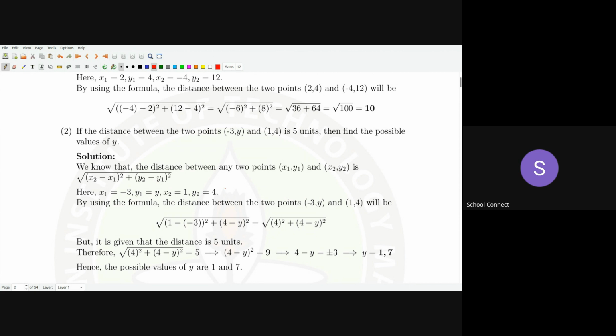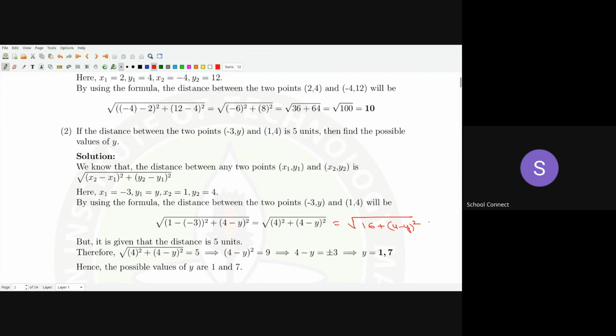So we know x1, which is -3. We don't know y1, which is what we have to find. It is given as y. x2 is 1, y2 is 4. And if you use the formula, that will be x2 minus x1. So 1 minus of -3, which is 4, whole square, plus y2 minus y1, which is 4 minus y whole square. So that will be square root of 16 plus (4 minus y) whole square.